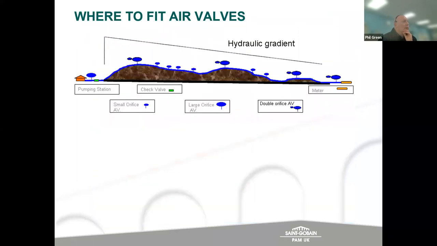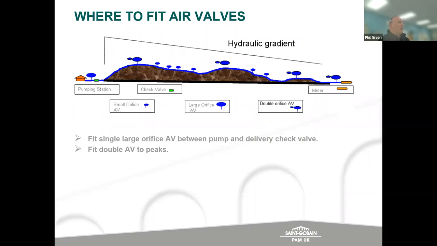So I guess the next question is, where do you put air valves on a pipeline? So what we've got here is a simple illustration of a pipeline. You've got a pumping station on the left-hand side there. You've got the topography of the land, and then you've got the outlet end at the other end, or a meter, or whatever you want to call it. So you've got lots of peaks and troughs within that pipeline, but you've got an overall hydraulic gradient. So we generally fit single large orifice air valves between the pump and the delivery check valve. We generally fit air valves to peaks on a pipeline system.